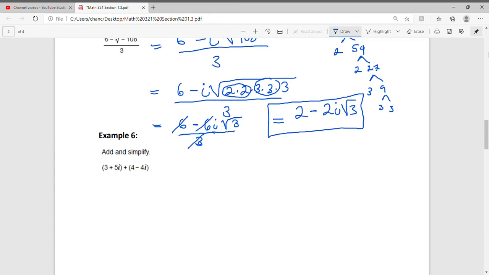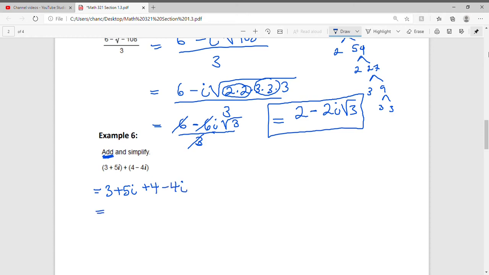In example 6, it says to add these two. Don't feel tempted to multiply it out with foiling. There is an addition sign in between. What I need us to do is remove those parentheses. We don't need them. Take them out.